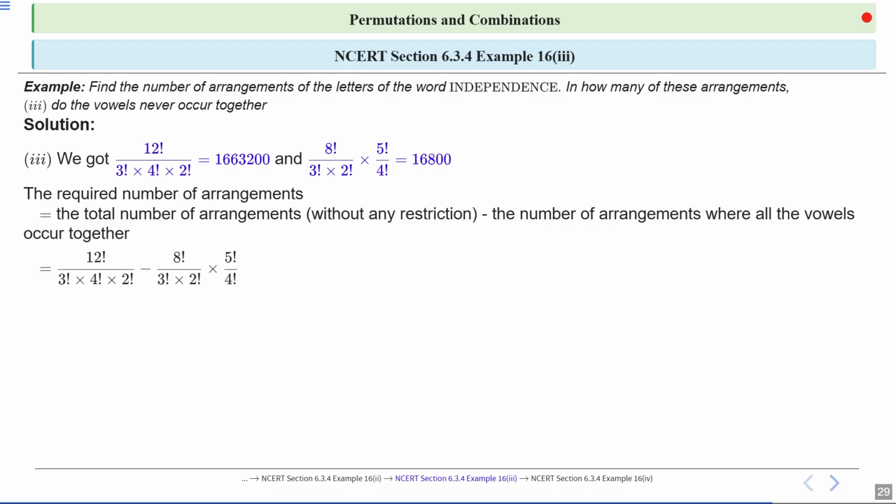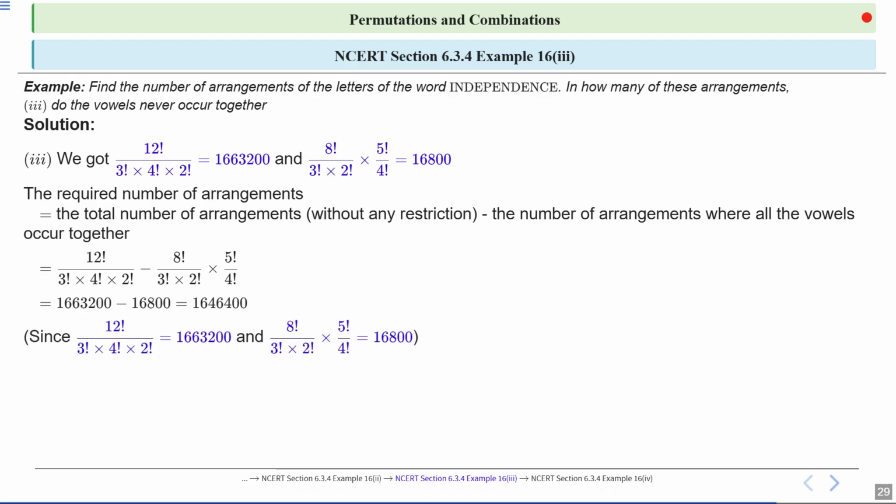This is equal to 12 factorial upon 3 factorial into 4 factorial into 2 factorial minus 8 factorial upon 3 factorial into 2 factorial, this multiplied with 5 factorial upon 4 factorial. This is equal to 1663200 minus 16800. And after calculating, you will get this is equal to 1646400.